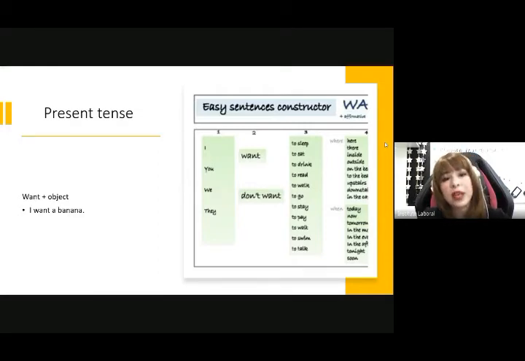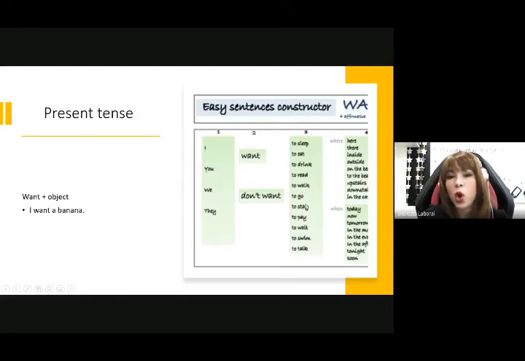I want to drink. We use I want plus direct object. This is the structure. I want is the verb and then banana is the object. This is the structure of these sentences. Want plus object. The object in this case is banana. But also we have the structure want plus infinitive form of to. I want to sleep. I want to eat. This is to indicate that you want to do an action. I want to read. I want to write.